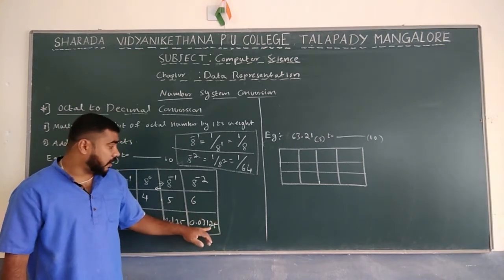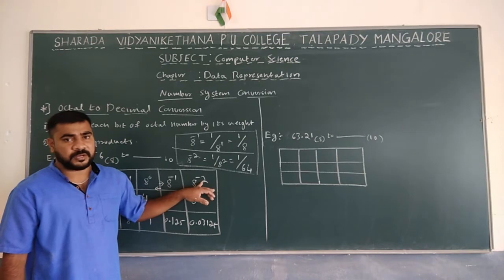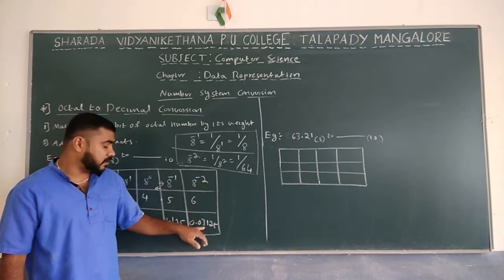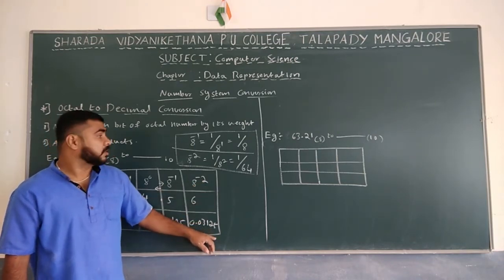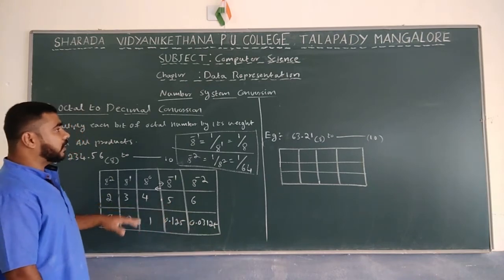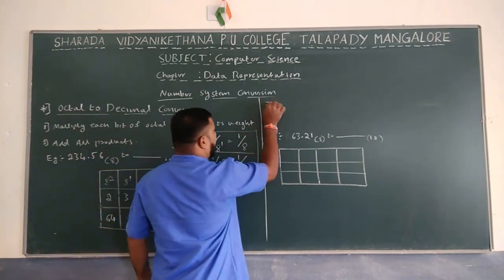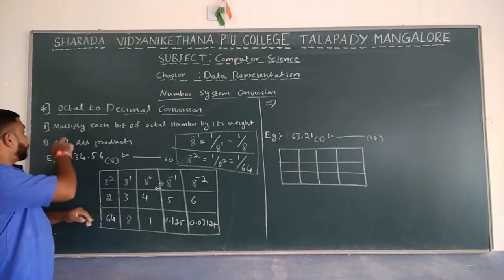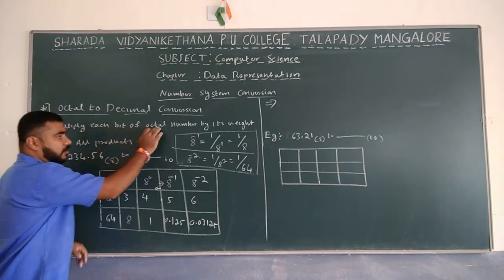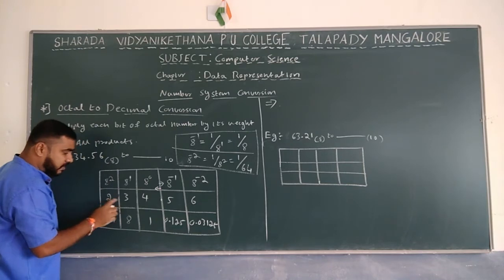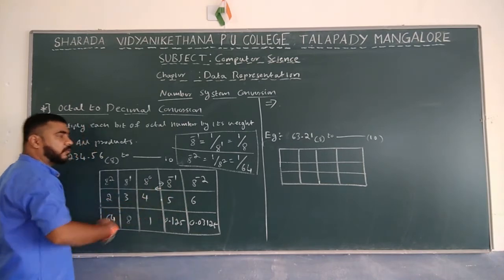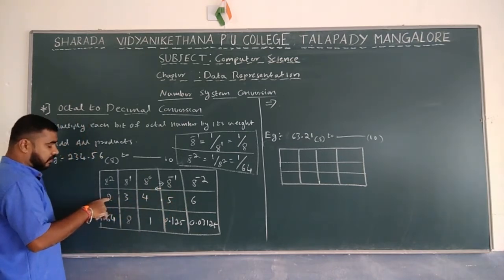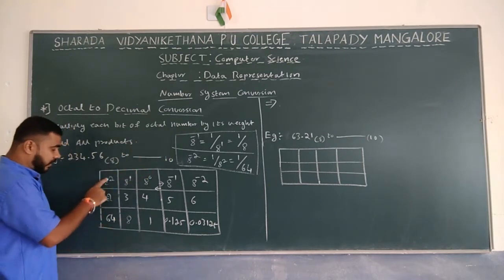So if you get a number like this, then you have to find the actual value. So take the first number. Normally it is given that you multiply each bit of the octal number. So each bit: first bit, second bit, third, fourth, fifth, 5 bits are there. Multiply each bit with its positional weight, its weight value.